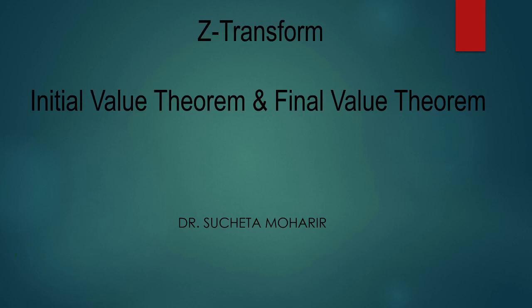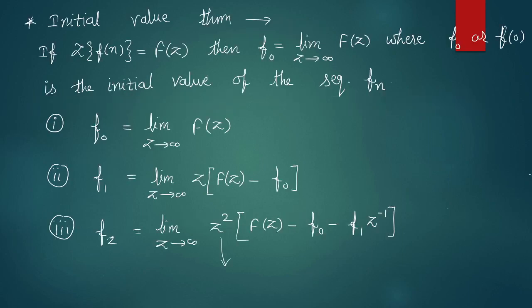In this video, we are going to discuss the topic of the Z transform initial value theorem and final value theorem. Initial value theorem: if the Z transform of f of n equals F of z, then f naught equals this value, where f naught or f of 0 is the initial value of the sequence. Then f1 equals this value, f2 equals this.